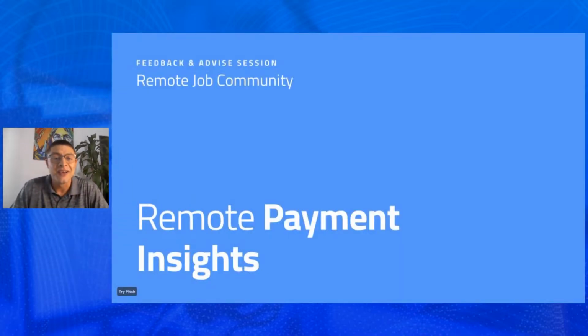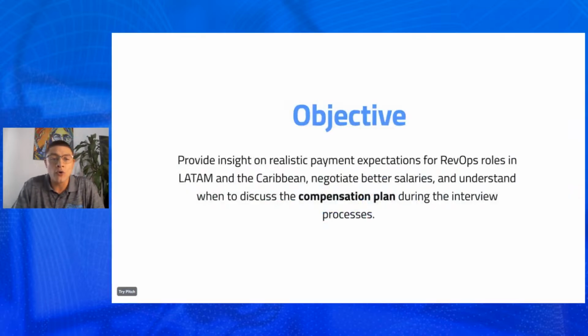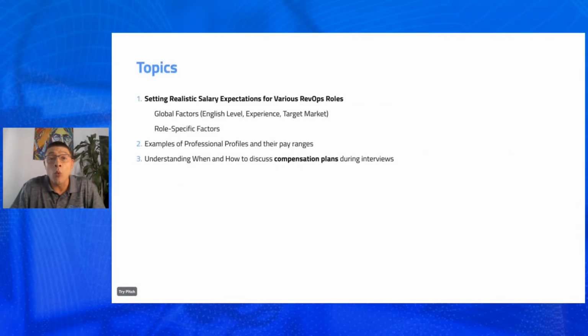So, a very important topic. You guys are going to understand when it's necessary to bring these topics up, right? But remote payment insights is going to be the main topic. So let's move forward. The main objective is to provide what realistic expectations you can look for in an SDR position, a BDR position, a sales manager position, right? We're going to share how you guys can negotiate a little bit better, right? Some of you have just been bringing up the fact that you need a higher amount and that's about it. And then when to actually bring up the compensation plan, right? Not shooting ourselves in the foot and speaking about it a little bit too early on.